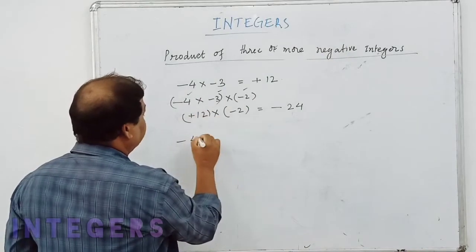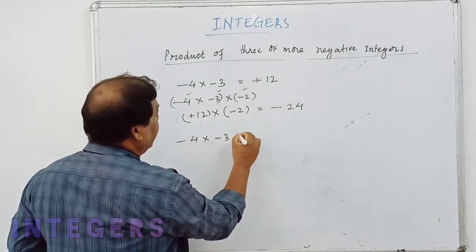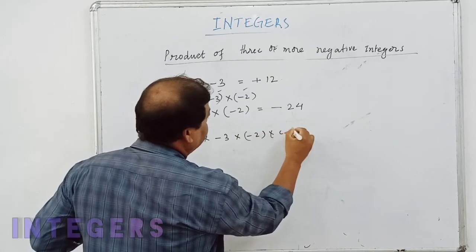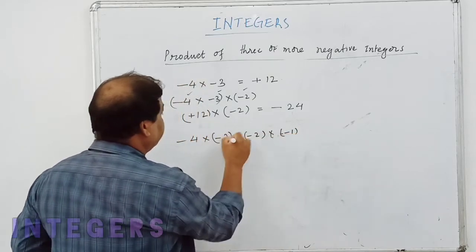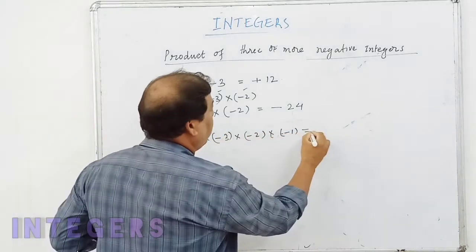Now we will take one more example. Minus 4, minus 3 and minus 2, then here minus 1. So how many negative integers are here? Here there are 4 negative integers.